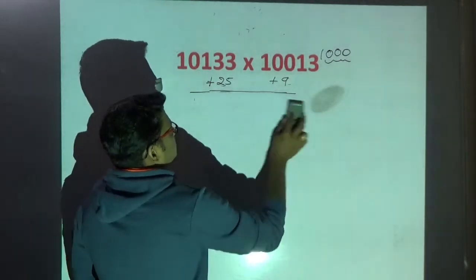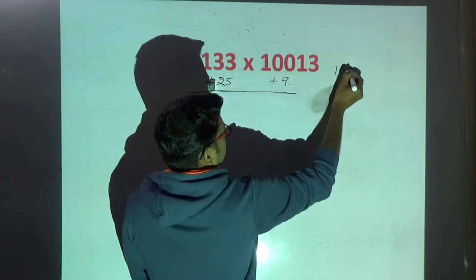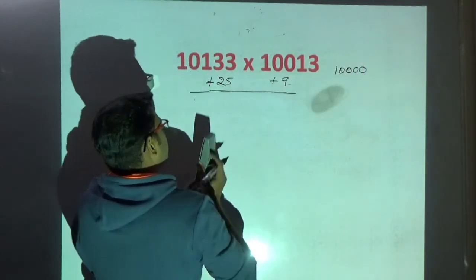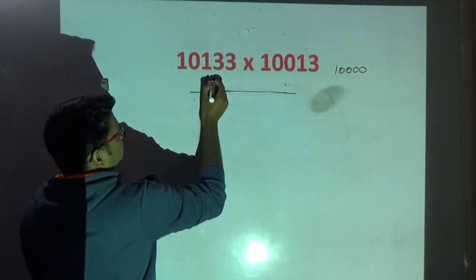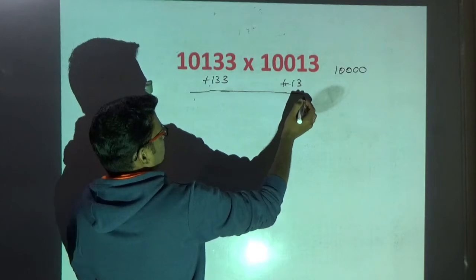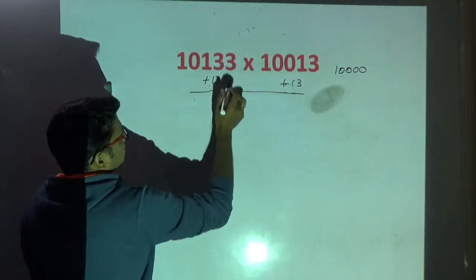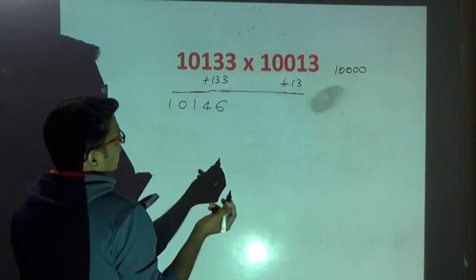Let me go for one more example. So here the base is now 10,000. 10,000 has 4 zeros. And this is above by plus 133 and this is above by plus 13. Go for cross addition. 3 plus 3 is 6. This is 4. This is 101. So the answer is already ready.